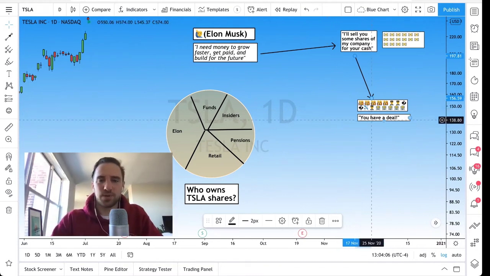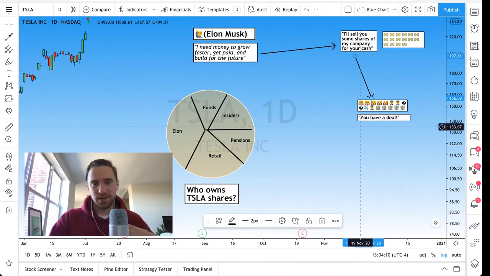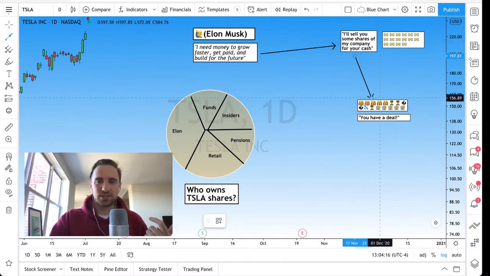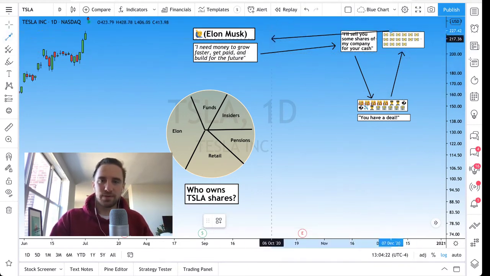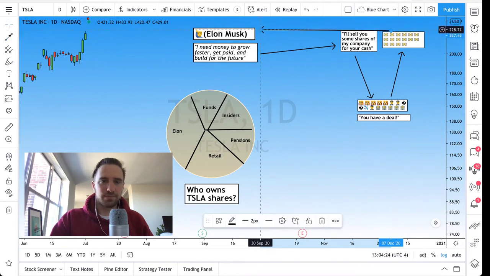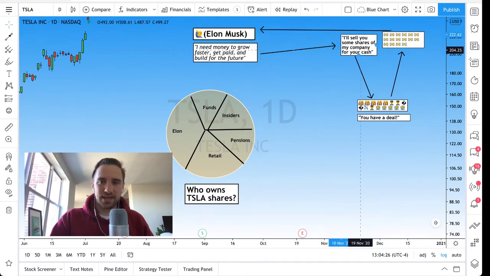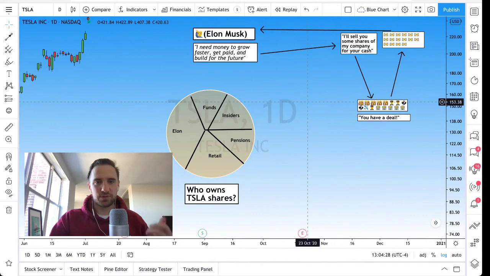"Take my money. You have a deal." So you give Elon Musk your money. He gives you a piece of the company. You're now entitled to voting rights and potential profits, and you do that transaction. You have a deal. He now has your money, and then that money goes back to him. Let's make this arrow here. And now Elon Musk has cash and he can go out and build for the future.